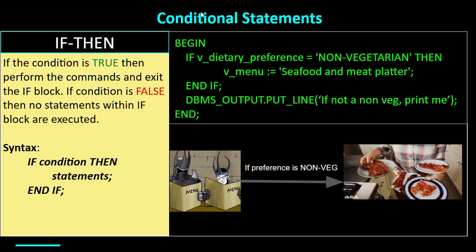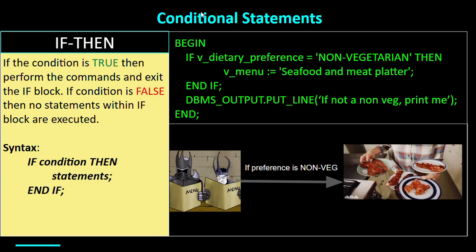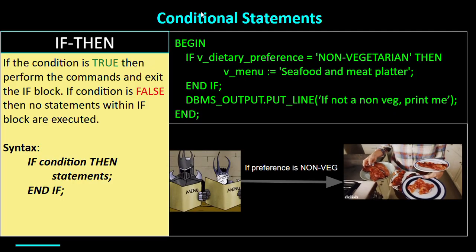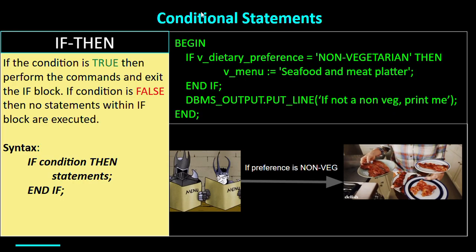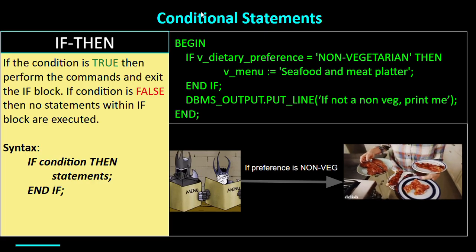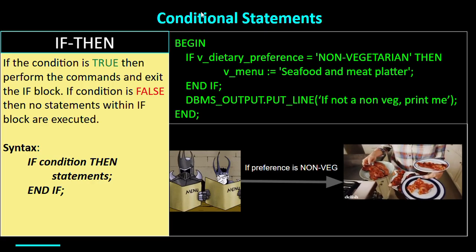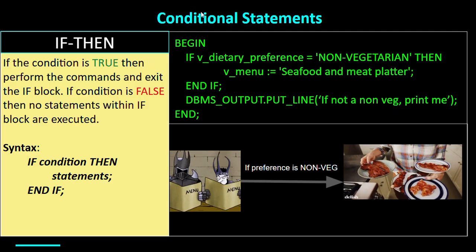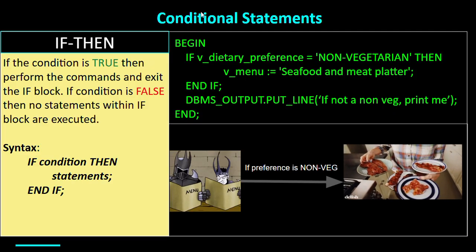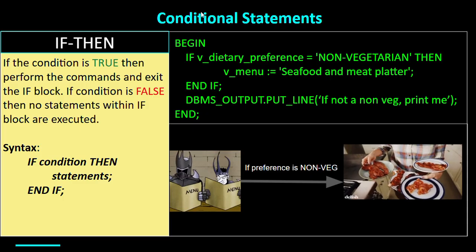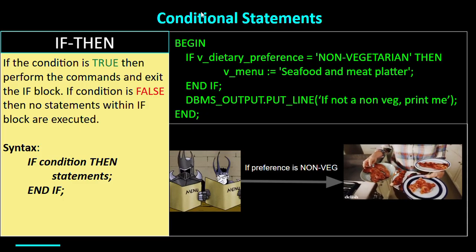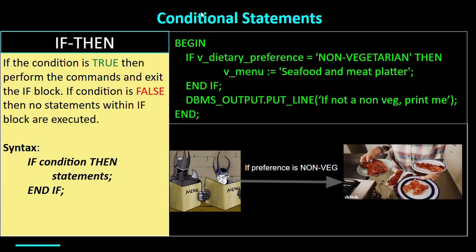If we go to a strict veg restaurant, we have only one path. If we go to a fixed non-veg preference, we have only one. So if the condition is true, then it will perform the commands and exit the IF block. Here, there is no ELSE part. So if the condition is false, the code will not attempt any statement of the IF and directly perform the next line of the code after END IF.